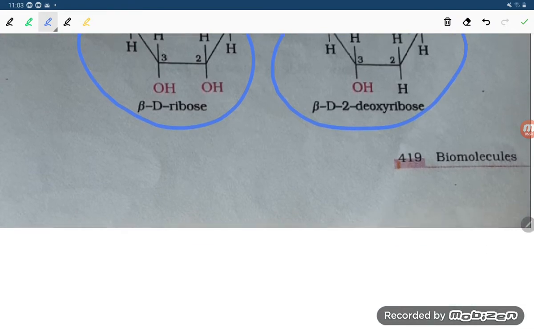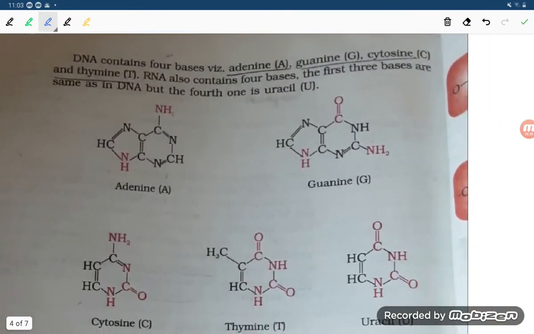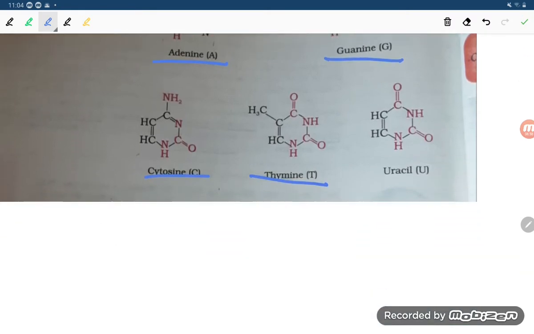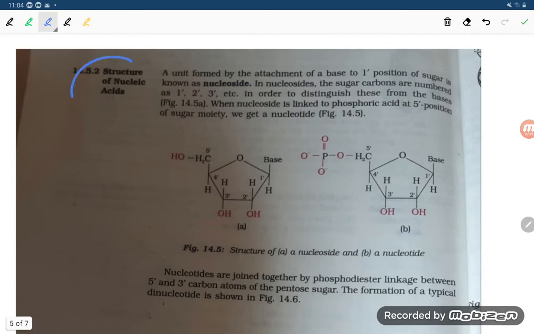Let me look over the structures of the bases in DNA and RNA. DNA contains four bases: adenine, guanine, cytosine, and thymine. RNA also contains four bases. The first three, adenine, guanine, and cytosine, are the same as in DNA, but the fourth one is uracil. So here uracil is given. The structure is not that important, students. That is the structure of nucleic acid.